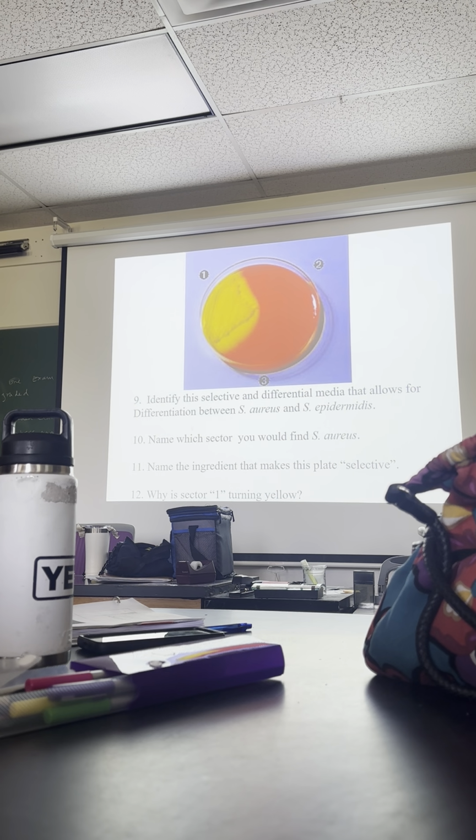Okay, so it's selective, why? Because of salt, 7.5%. Be sure you don't just say salt, say 7.5. And it's differential, why? It's turning yellow, why? That's another way of saying it. Well, the pH indicator is what? Phenol red. But what's being fermented? Mannitol. Very good. So which organism is being represented in section 1 because it's fermenting mannitol? Staph aureus. It's the only one that we're working with that can ferment mannitol.